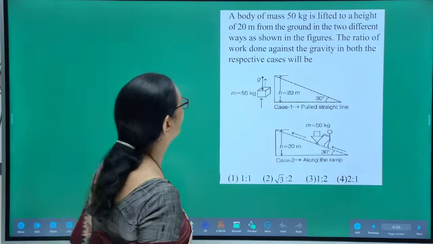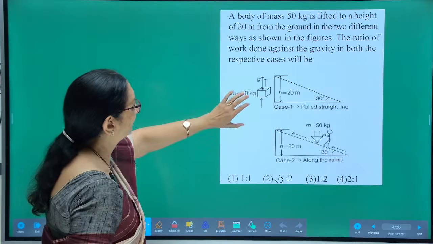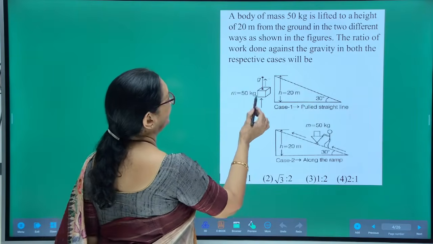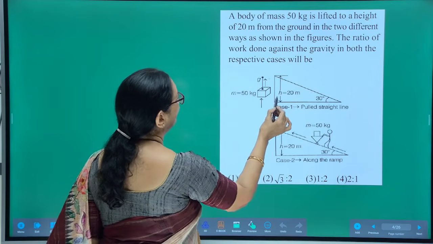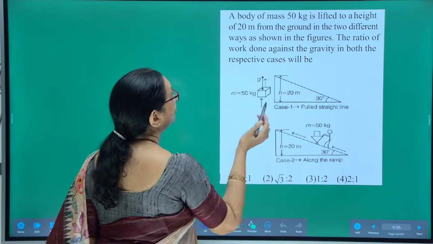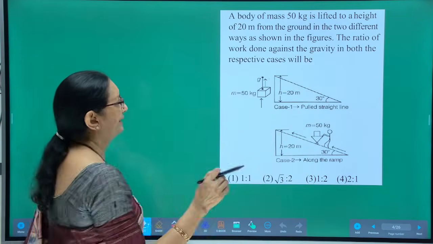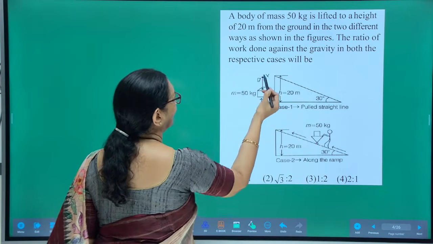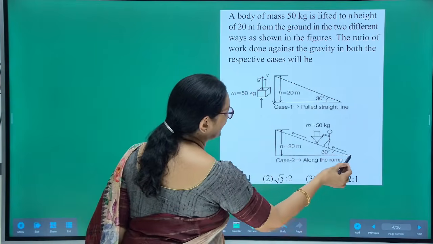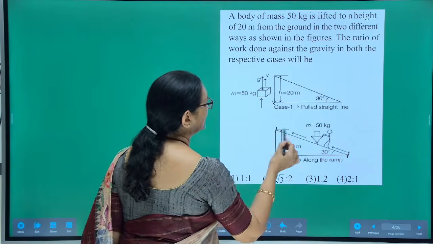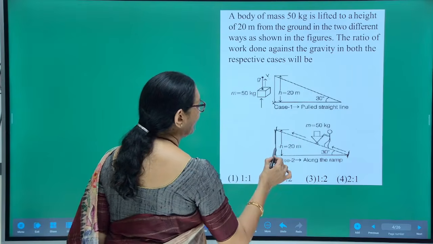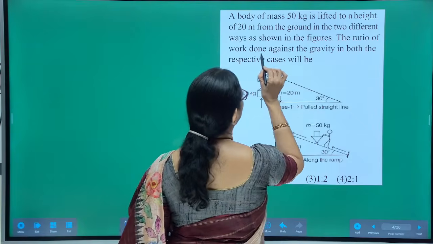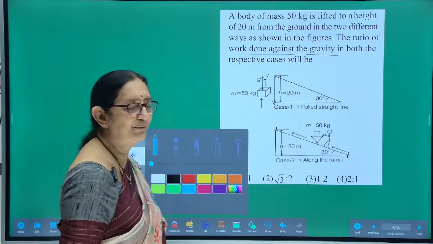Now, next problem. Understand this problem. A body of mass 50 kg is lifted to a height of 20 meters from the ground in 2 different ways as shown. In the first case, it is lifted from this point to this point along the vertical path. In this case, it is being moved from this point to this point along the inclined path, but the vertical height is the same in both cases. Find the ratio of work done against gravity in both cases.